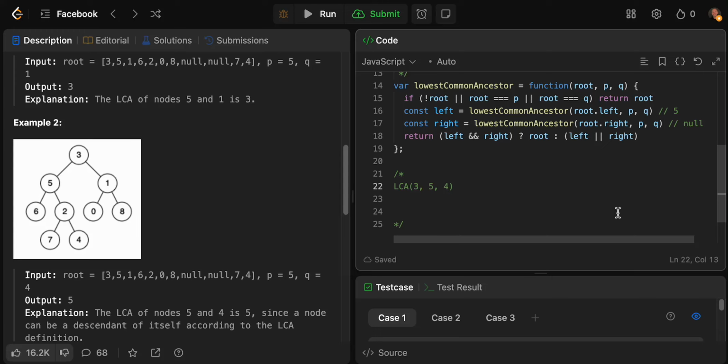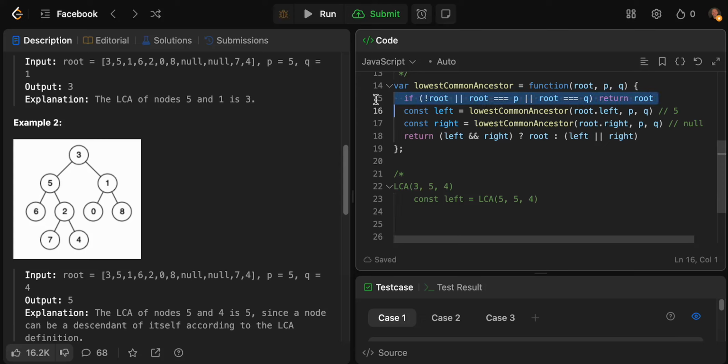And then basically, we hit this point here. Okay. We do not hit that. All right. So then what we do is we do our left. So our constant left is equal to our next call again. So LCA, and this time we are passing the left value. So that would be a 5. And then we keep our 5 and our 4. And that'd be all the way over here, kind of crazy. So that'd be our next call stack.